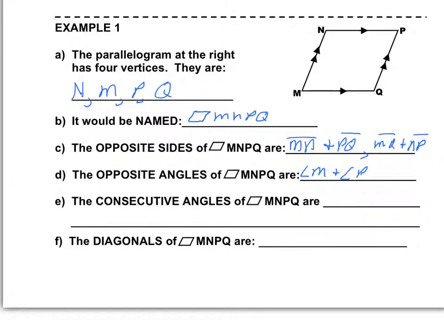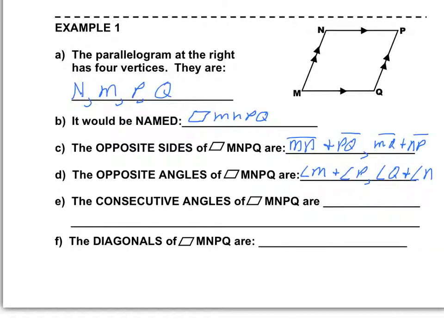Well, hopefully you said angle P, right? And if I gave you angle Q, what angle is opposite from it? Hopefully you said angle N, right? So when we're talking about opposite angles or opposite sides, they're the sides or the angles that are across from each other, across the shape. Okay. Now, consecutive angles.